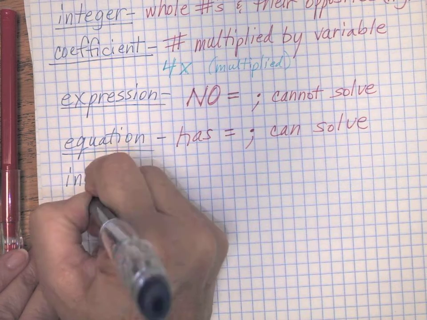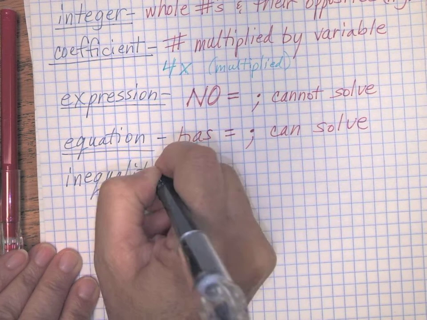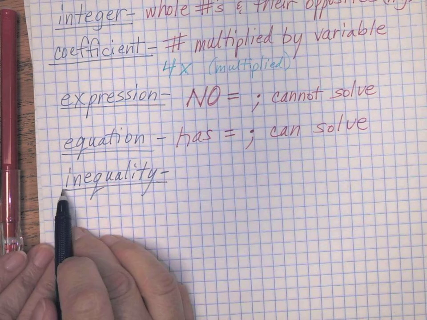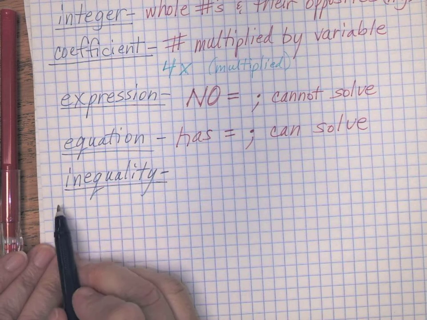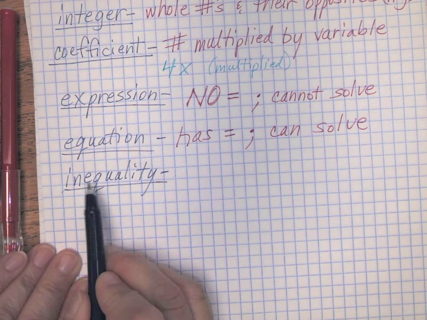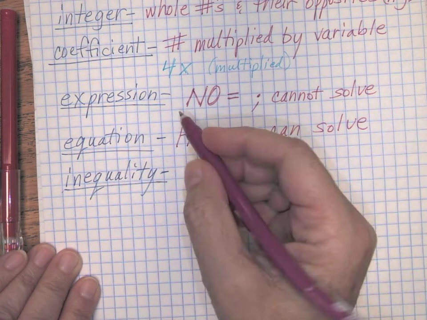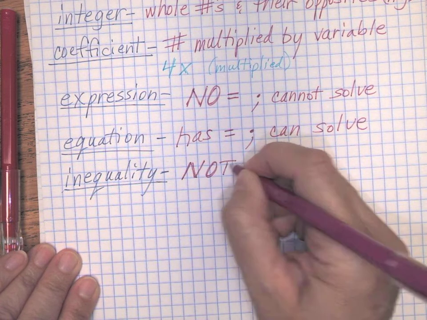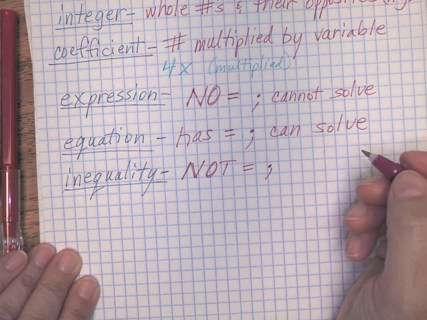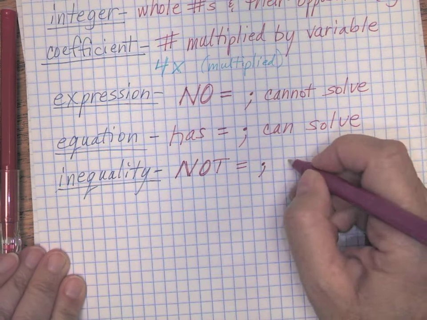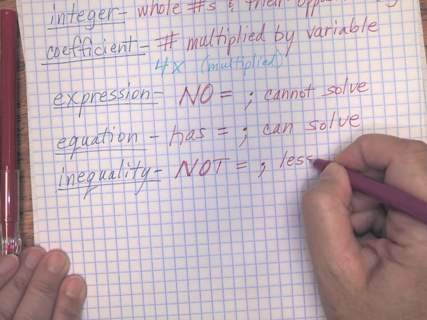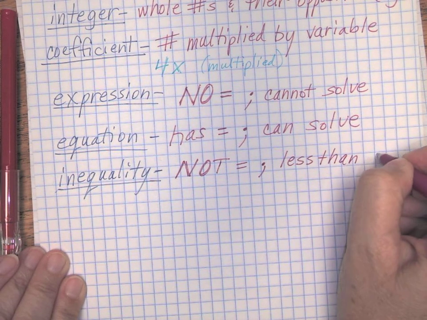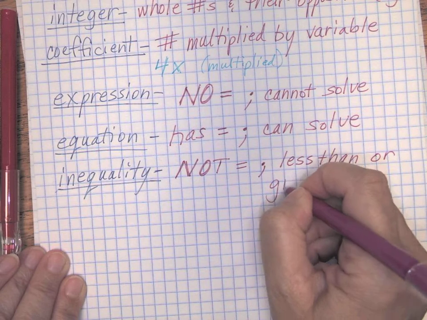So what's the difference between an equation and an inequality? Well, incorrect means not correct. The word in means not equal, right? So, inequality is not equal. What do we do when it's not equal? What are our other choices? Less than or greater than.